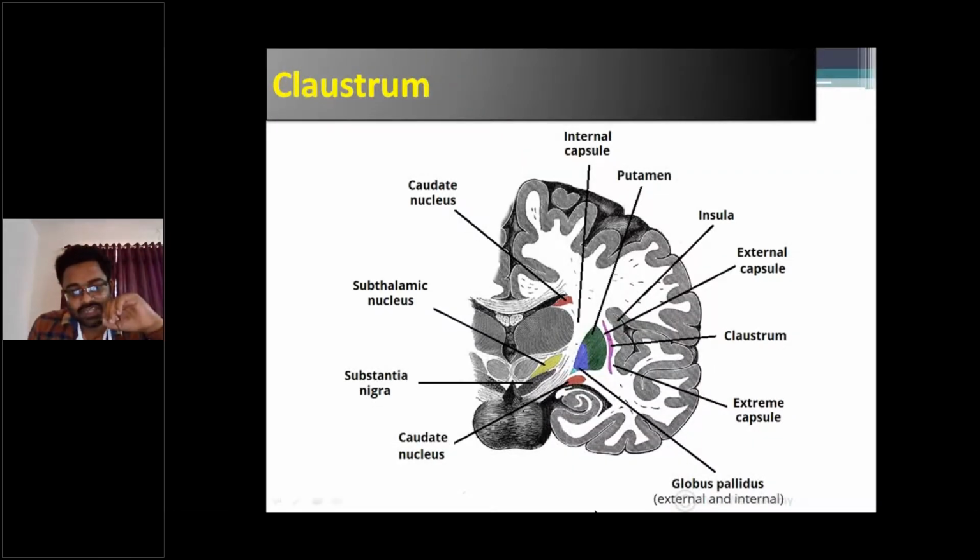Next one, claustrum. So claustrum is a saucer-shaped mass of gray matter situated lateral to the lentiform nucleus, right? Medially it is related to the external capsule, laterally related to the extreme capsule. So claustrum: medially external capsule, laterally extreme capsule.